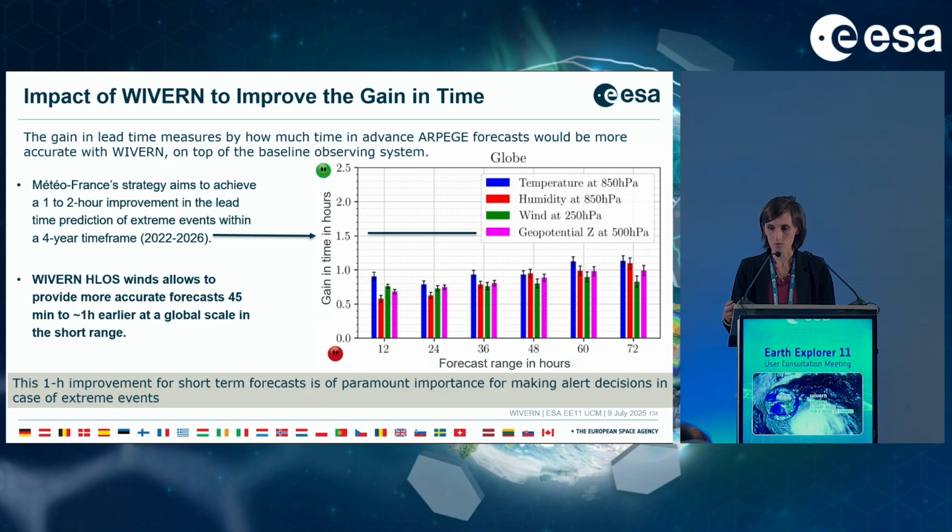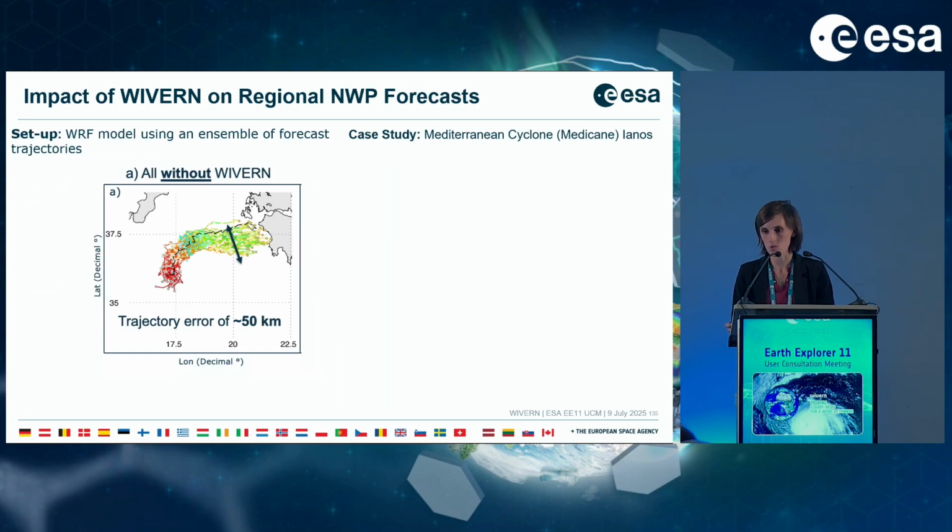So this improvement has been calculated at a global scale when we account for all the different meteorological situations, but it is expected to be larger, for instance, on extreme events. And talking about extreme events, we also could assess the impact of WIVERN to improve the prediction of extreme events, and in this case, it is shown for Mediterranean cyclone Ianos, which happened in 2020.